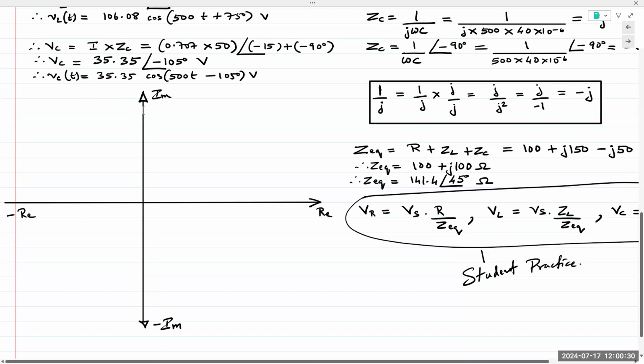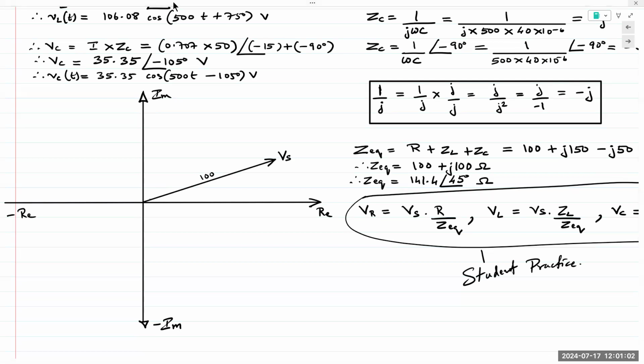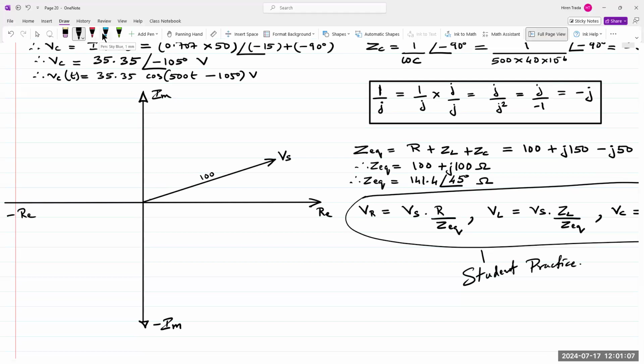Let's draw out VS first. VS has an angle of plus 30. So let's see, one third of this about here. That's still like 45, not 30. So let's say this is the vector for VS, the source voltage. The length of this is 100. Obviously, this is not to scale. Current I, I'll draw that out later.